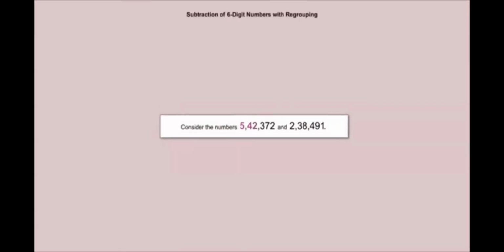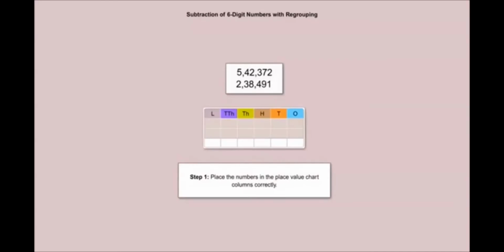Now let us take the example of 6-digit numbers. So here we have two numbers with us. 542,372 and 238,491. And my dear students, if we don't read this number according to international system, then always we take the place value in lakhs instead of million. So first of all, we have to place the numbers in the place value chart and columns in a correct way.